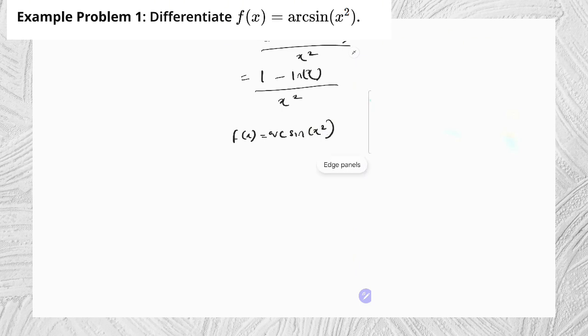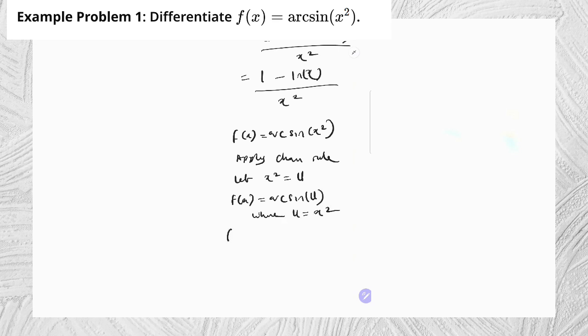So now the question says to differentiate f of x equals arcsine x squared. So once you apply the chain rule, since f of x equals arcsine u, where u equals x squared, differentiation of f of x will give you 1 divided by square root of 1 minus u squared times du/dx.